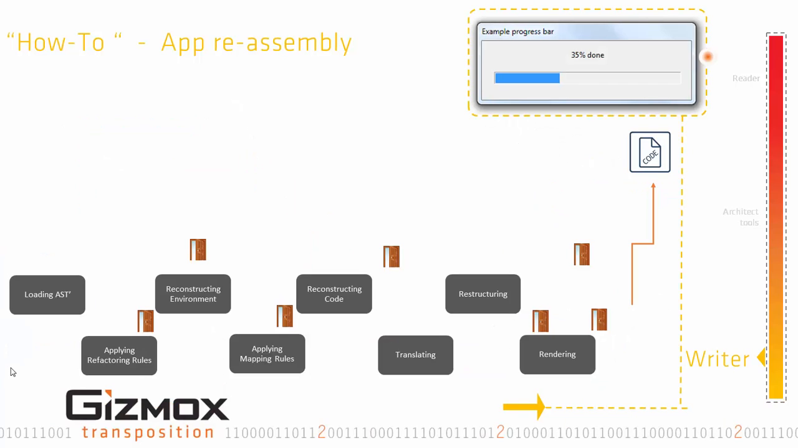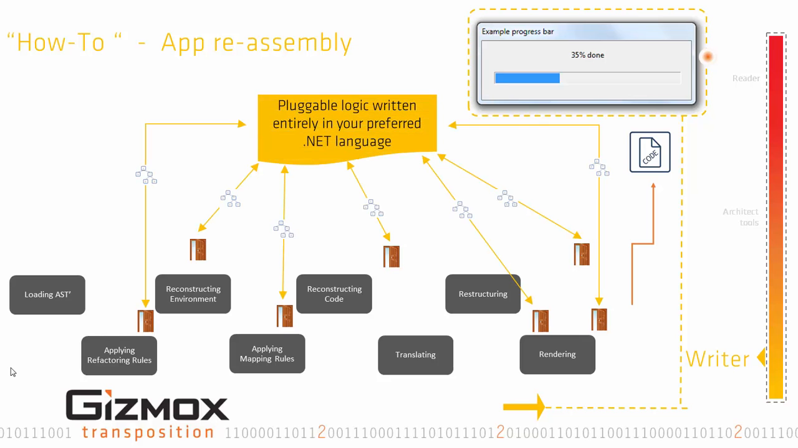The progress bar of the reassembly process might be the best representation of what the tool does at this phase. If you can read it, it reports what it does. It starts by loading the AST and then applying the refactoring rules, reconstructing the environment, applying the mapping rules, constructing code, translating, restructuring the components, and then rendering the complete application in its new form.